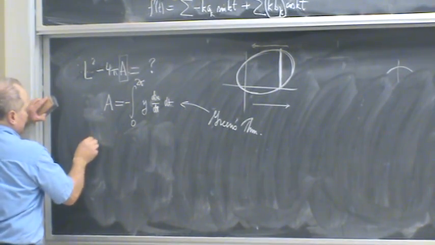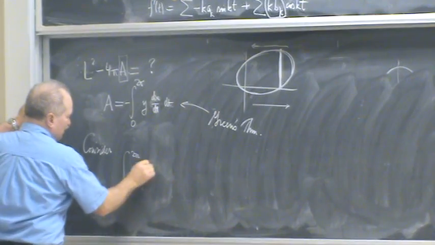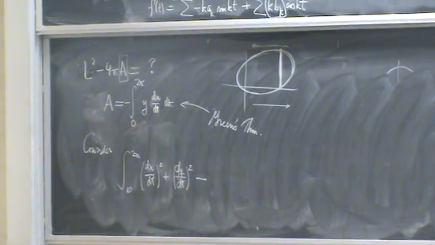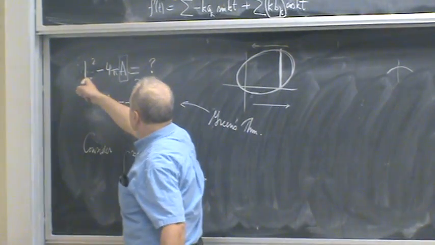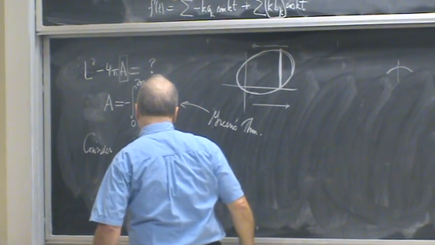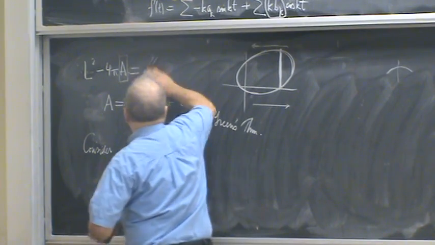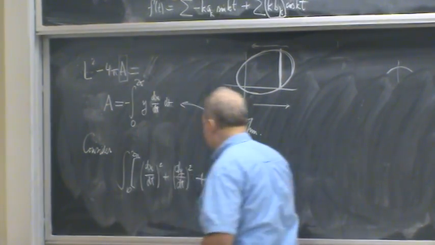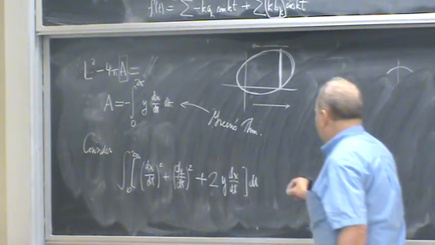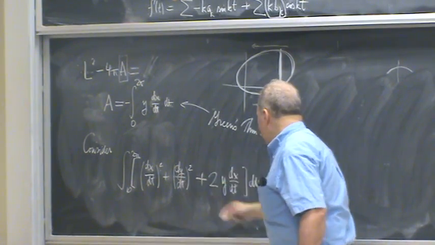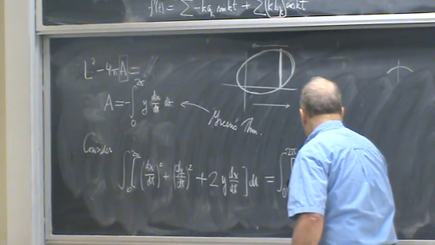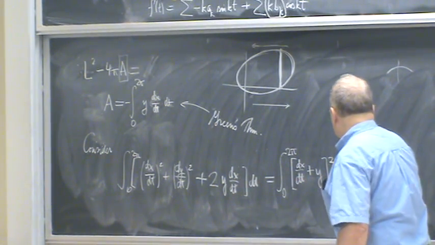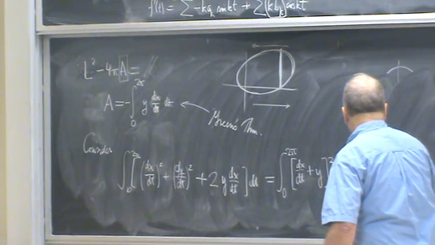But now the trick is this. I'm running out of time, so I'm going to just get to the punchline. I'm going to subtract a multiple of the area. Since I had a 2 pi already, I need a 2, and then I'm going to have y dx dt. Let me just get to the punchline here, and then we'll quit. This is really cool. So you complete the square. You say dx dt plus y squared gives me dx dt squared plus 2y dx dt plus y squared. So I have to do a dy dt squared minus y squared.